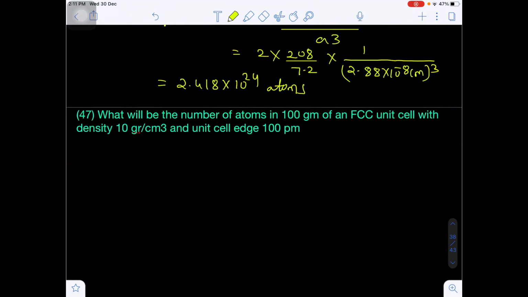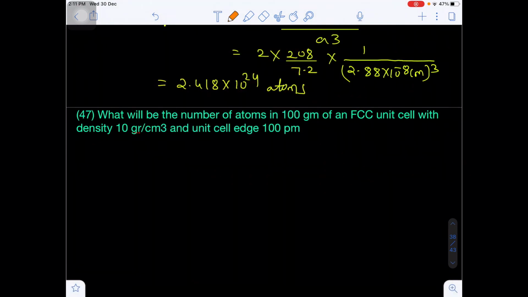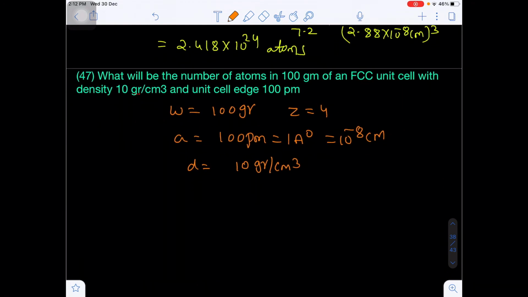Okay. Now question number 47. In question number 47, what will be the number of atoms in 100 grams of an FCC unit cell? So the weight of the element is given as 100 grams, and for FCC unit cell the Z value will be 4. And what about the edge length value? Edge length value 100 picometer, nothing but 1 angstrom, nothing but 10 to the power minus 8 centimeter. And the density given here is 10 gram per cubic centimeter.